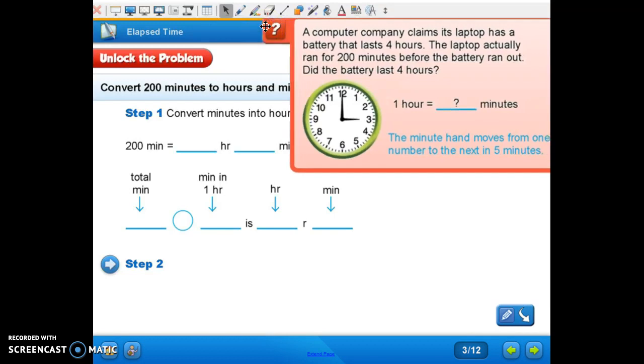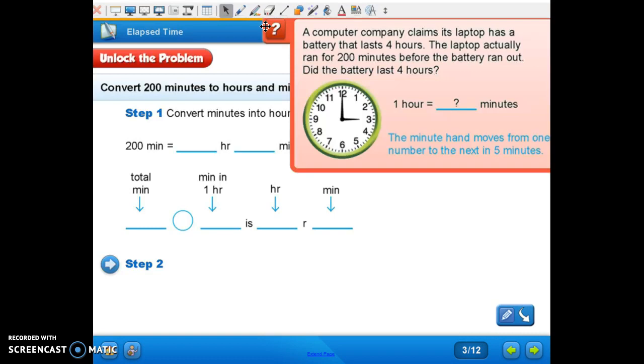A computer company claims its laptop has a battery that lasts 4 hours. The laptop actually ran for 200 minutes before the battery ran out. Did the battery last 4 hours?